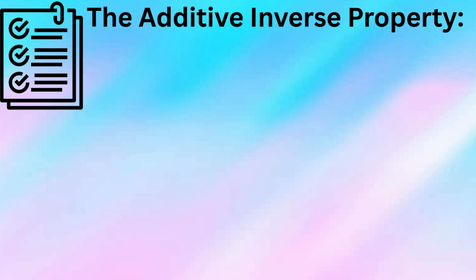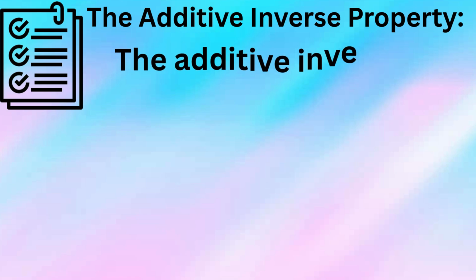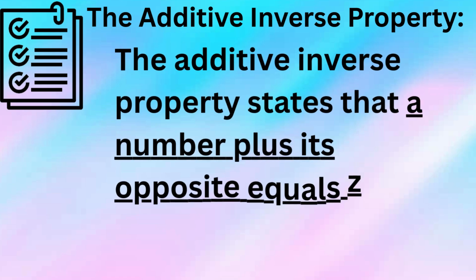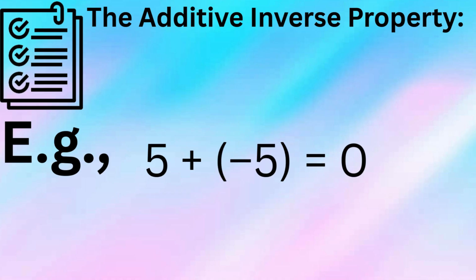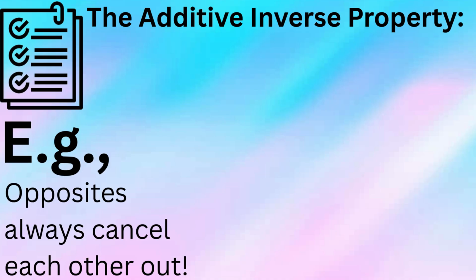The last property you'll be learning today is called the additive inverse property. This is usually taught in middle school, so if you're not there yet, you might not fully grasp it yet, and that's okay. It says a number plus its opposite equals 0. Here's an example. 5 plus (negative 5) equals 0. Opposites cancel each other out. It's like taking 5 steps forward and 5 steps back. You end up right where you started. 0.